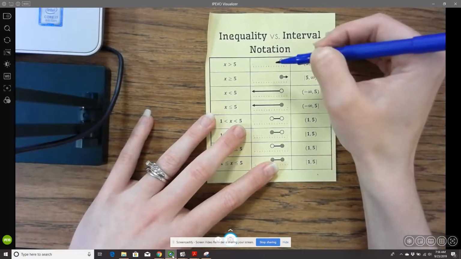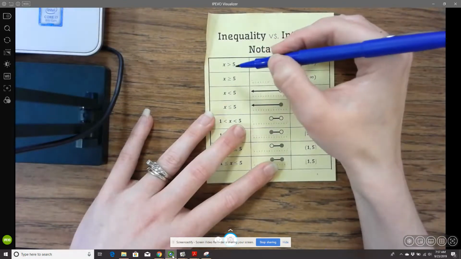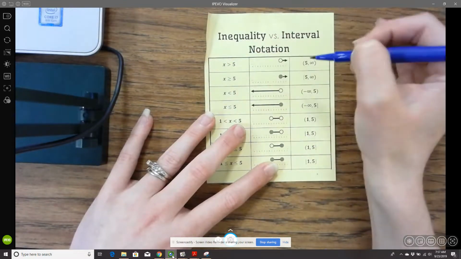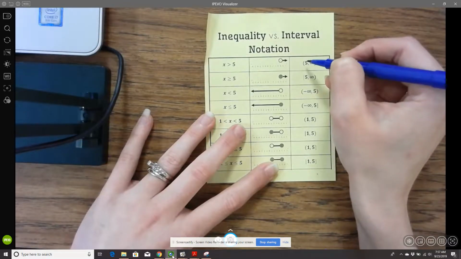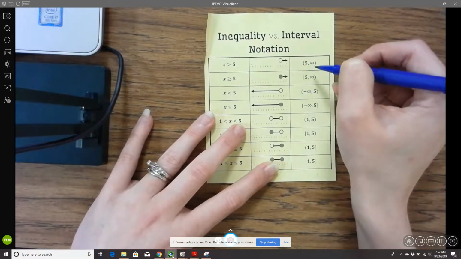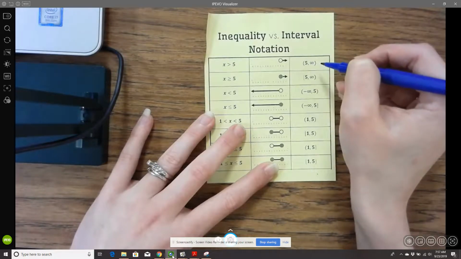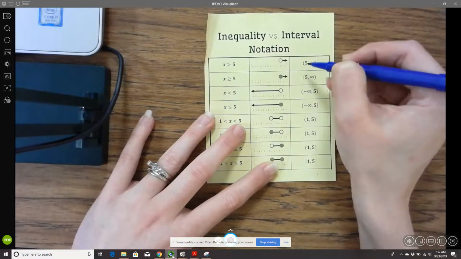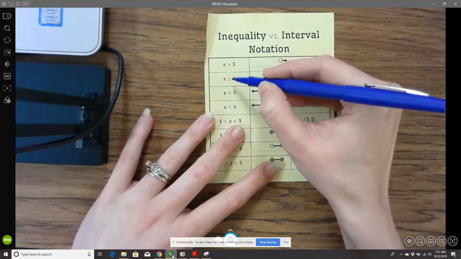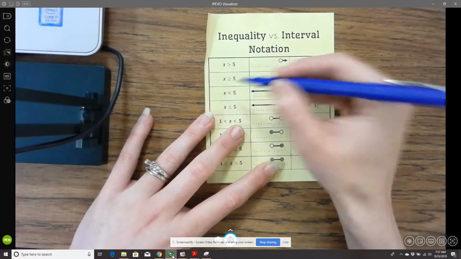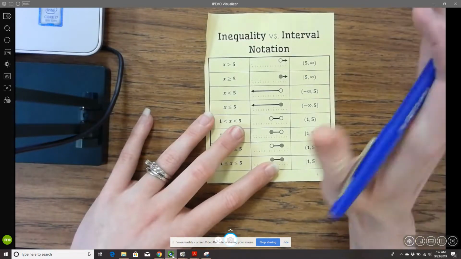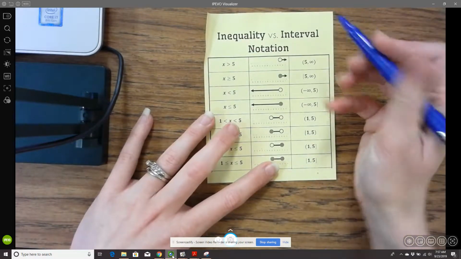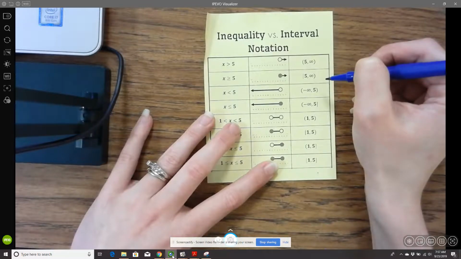And so interval notation is where if X is greater than 5, it's going to be any number greater than 5. And so we would write it with a parenthesis and 5, and then this number line is going to go on to infinity. Now, if it's X is greater than or equal to 5, we would use a bracket because 5 is the number. That's where it starts. And then again, it's going to go on to infinity.